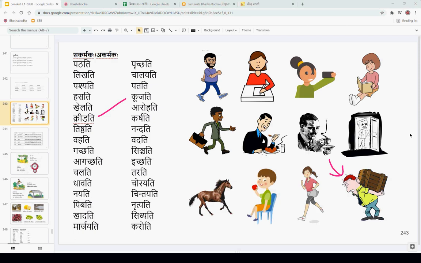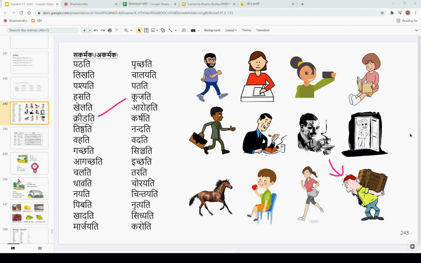Okay, we have to wrap up now. So kridati in Sanskritam is an akarmaka kriyapadam, and we have to think of it as the boy is playful or he enjoys, something like that. We should not think of it in the English equivalent like the boy is playing cricket or playing football.